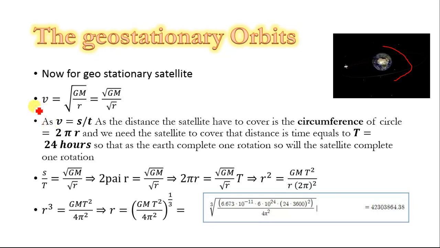So we know that v is equal to under root GM by under root r. Now we substitute the value of v as s by t. v is equal to s by t is equal to under root GM by r. Here the distance s which the satellite covers is equal to the circumference of a circle. For example, this orbit is a circle, then its circumference will be equal to 2 pi r.